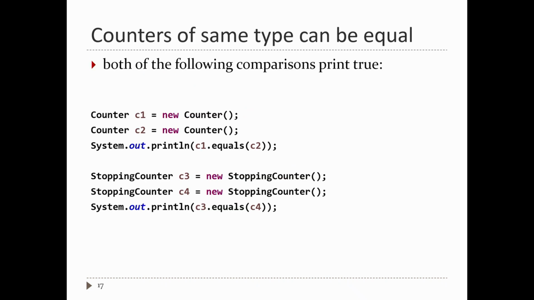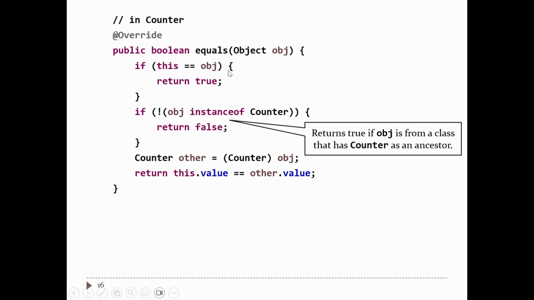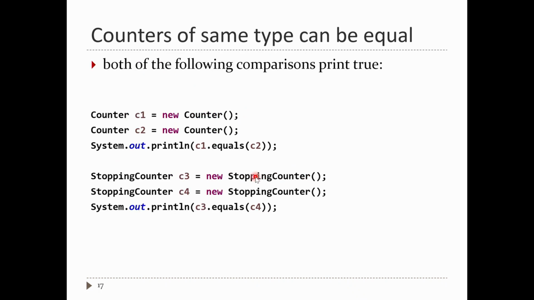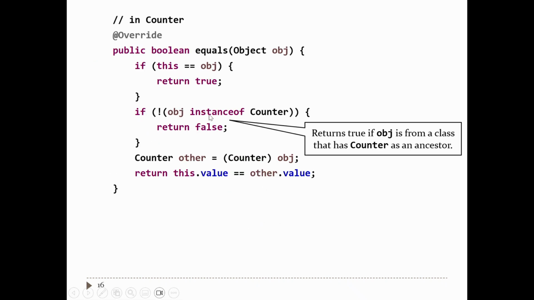Okay, so now what happens? C1 and C2, they're both counters, right? So back here, C1 is this, C2 is obj. Is a counter an instance of a counter? The answer is yes. So this is true, right? And you go down to here. Stopping counter and stopping counter, right? So inside equals, this will be a stopping counter, and obj is also a stopping counter. So is a stopping counter a subclass of counter? The answer is yes. So this is true, you jump down to here.